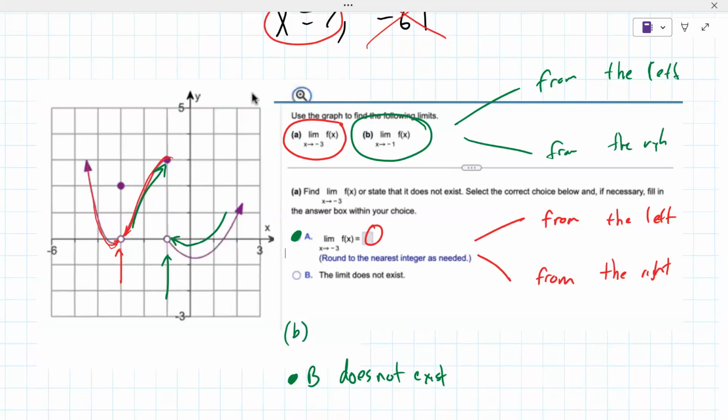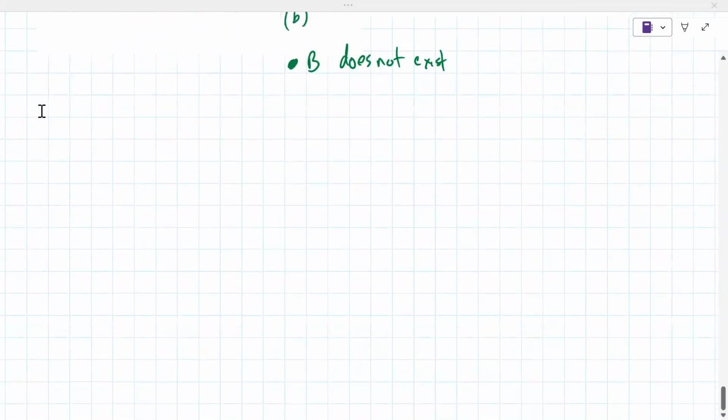Please ask if I am unclear because I probably am, and we want this to be clear. So you really want to know if it's approaching the same value from the left and from the right. And so this is called a jump. This one on the left here is called a hole. Okay. All right.